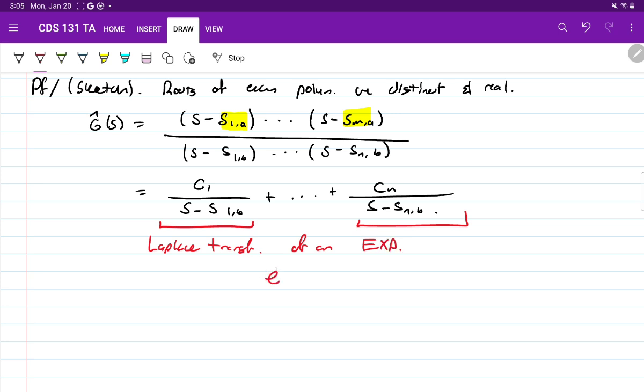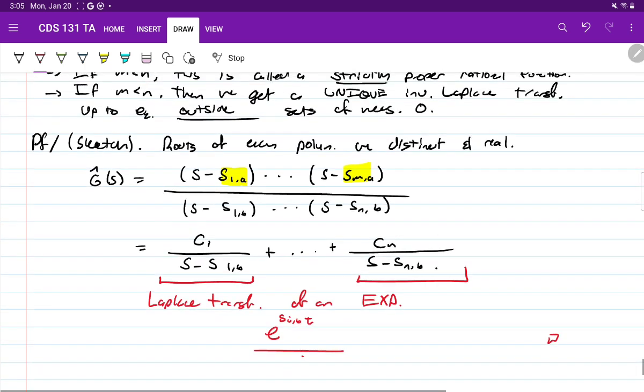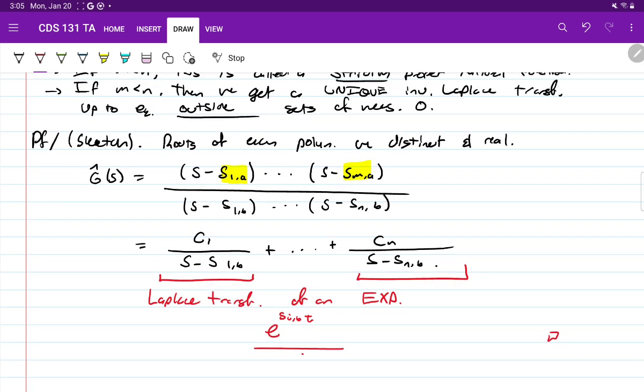So if you take e to the s_i,b times t, that will have a transform equaling one of these expressions over here, right? So that gives you existence of the inverse, all right? Uniqueness I won't discuss here just for the sake of time. Okay, so that's a very basic proof sketch. I've included some references in the notes to where you could find a more complete proof of this. Okay? All right, very nice.